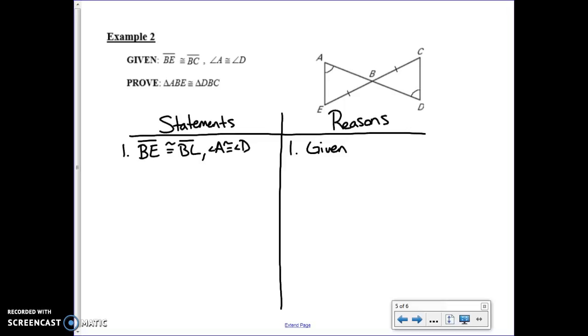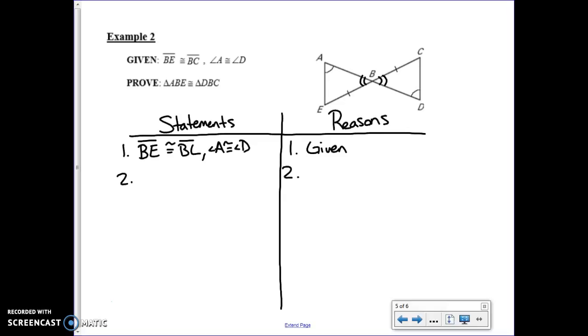And I look at the picture, BE and BC are marked, and angle A and angle D are marked. So then I want to look and see, is there anything I can mark in the picture, just like we did on the example before. So if I look in this picture, I see right here the vertical angles, I can mark that.